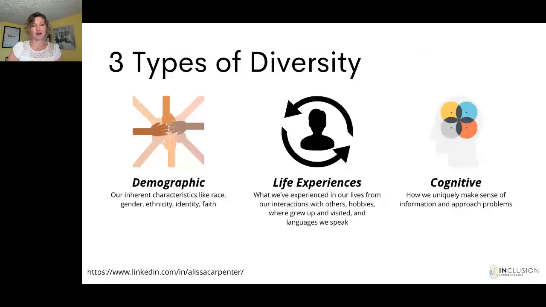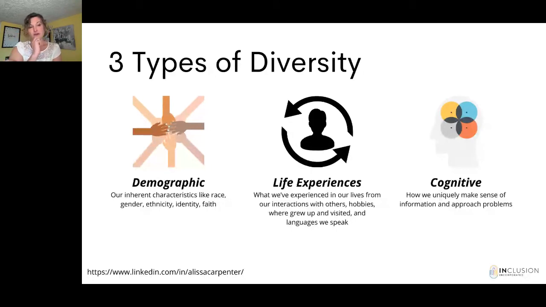And then we also have cognitive diversity, and every single one of us processes things differently. We receive information differently, we share back differently, we listen differently. And so all of how we process it connects into that cognitive diversity. And so those 3 types of diversity really connect to create our reality of how we experience the world and how the world experiences us.